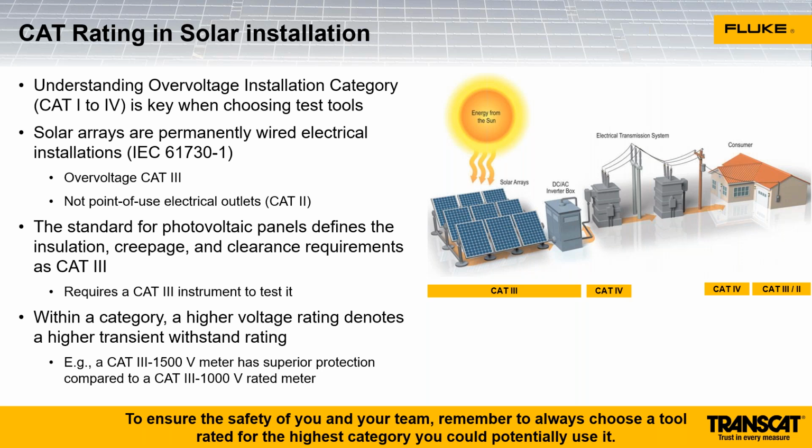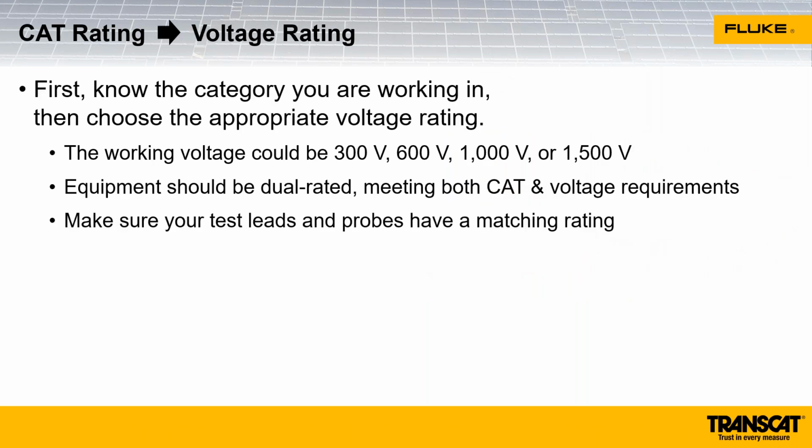that matches that environment. So if you only work on solar arrays that are going to be category 3 environments, then a category 3 rated meter is acceptable. If you often work on service equipment in a category 4 environment, you need to have a meter rated for that environment as well. So once we know the category rating of the environment we're working in, we can check the voltage rating. And voltage can vary depending on what type of task we're doing.